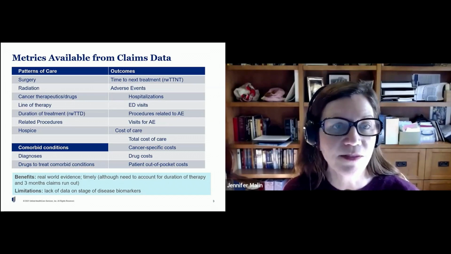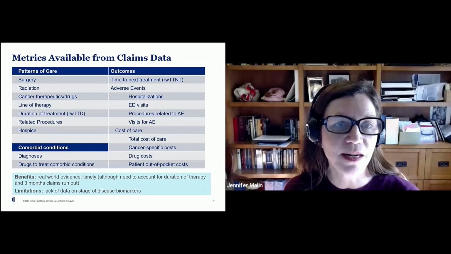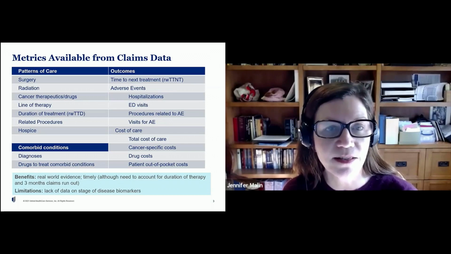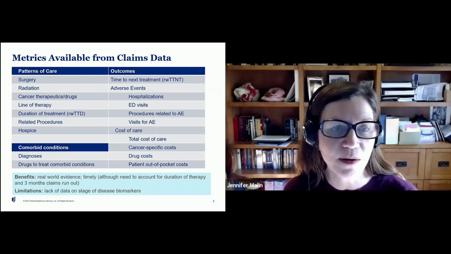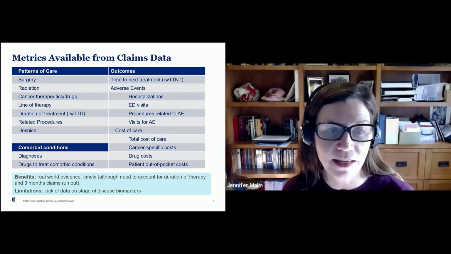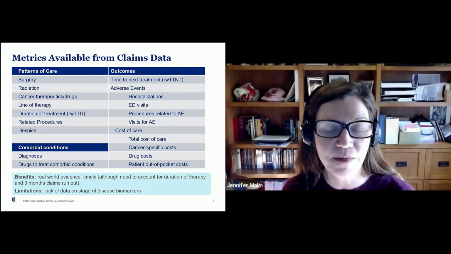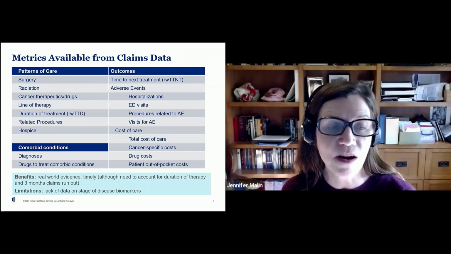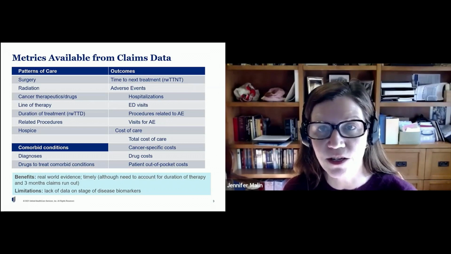Claims data often can be used to look at patterns of care, such as who gets radiation therapy following a diagnosis, the different cancer therapies and drugs that are used, duration of treatment, related procedures. It's a good source of data on comorbid conditions by looking at the diagnoses and other claims, especially from pharmacy benefits, but also from the claims from the medical benefit, the drugs used to treat comorbid conditions.